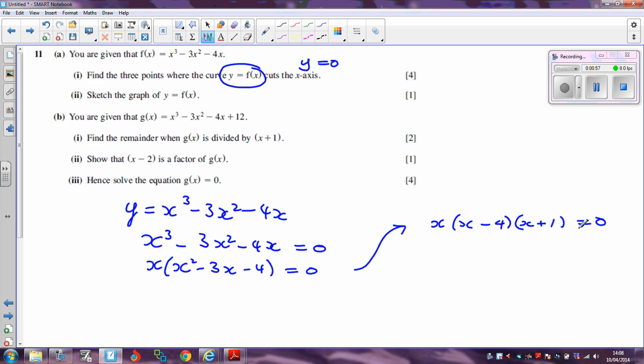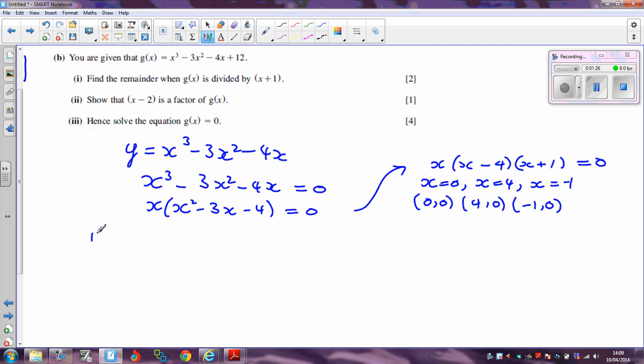Well, it's going to have to be 4 and 1, so that we've got a minus there and a plus there. So these three multiply together to equal 0, which means that either x equals 0, or x minus 4 is 0, so that would be x equals 4, or x plus 1 equals 0, which means that x is equal to minus 1. So the 3 points where the curve cuts the x-axis are 0, 0, remember y is 0 in each case, and 4, 0, and minus 1, 0.